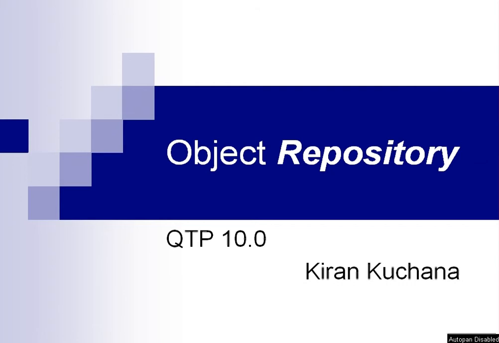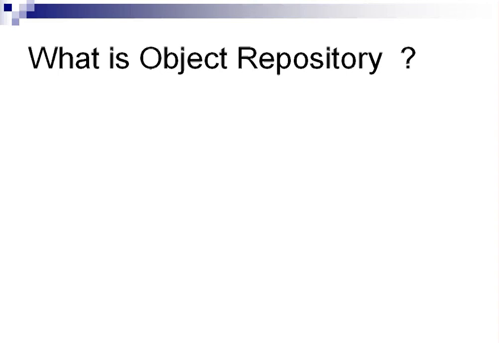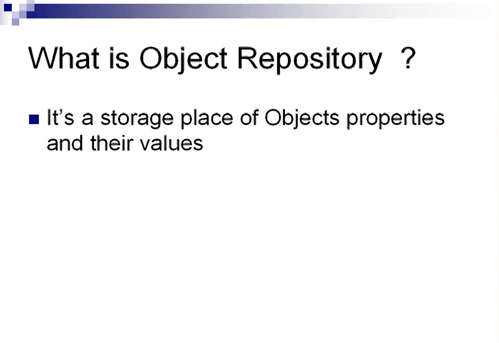So let's start: what exactly is object repository, how it works, and everything about object repository. First of all, what is object repository? Object repository is nothing but a storage place of all the object properties and their values. Not all, but selected objects' properties and their values. So first of all, it's a storage place. Up till now it's fine. How to store and who is going to store that, we'll see as the class progresses. As of now it's a storage place of object properties and their values.